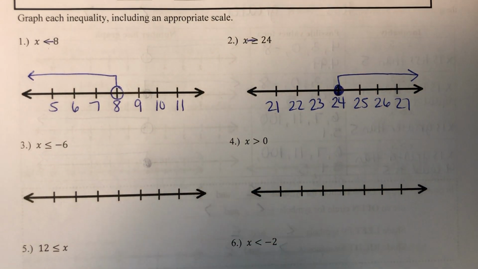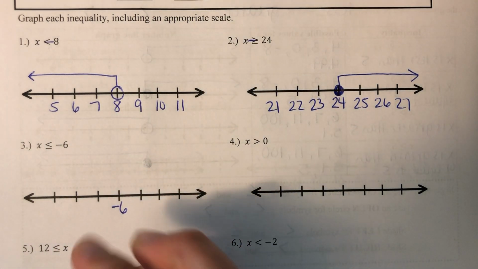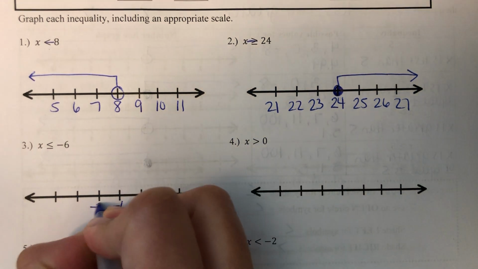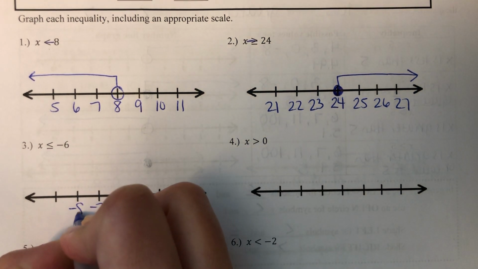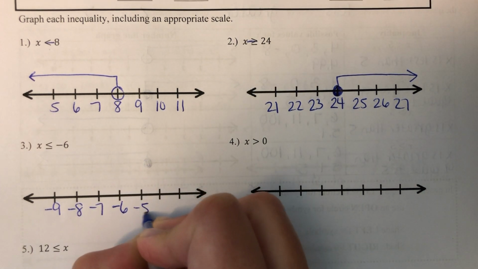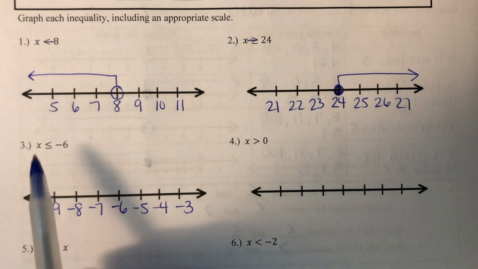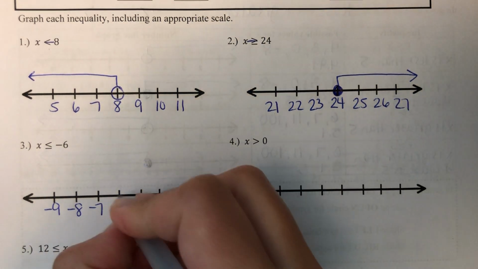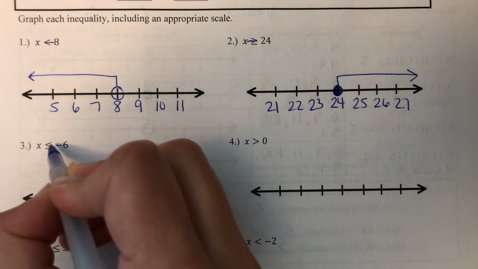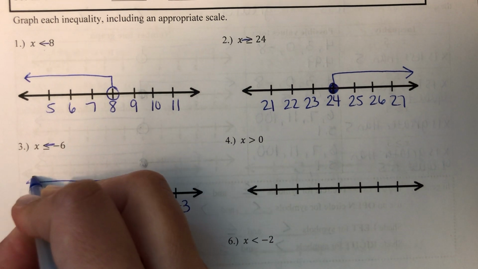All right, next one. -6 goes in the middle. All right, let's think about this. It's cold out. If we're gonna get colder, -7's even colder. -8, -9. Now we're getting warmer. -5, -4, -3. Has the equal to on it, so color it in. Turn this into an arrow. It's showing to the left.